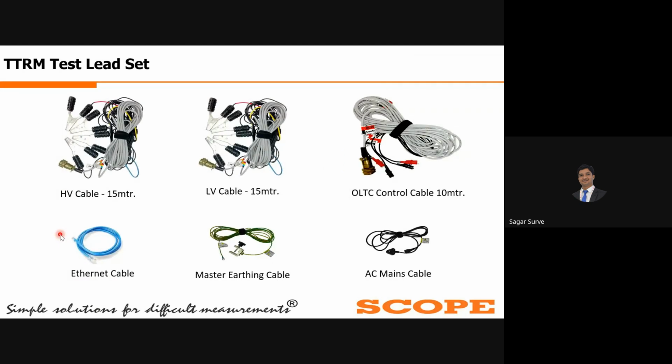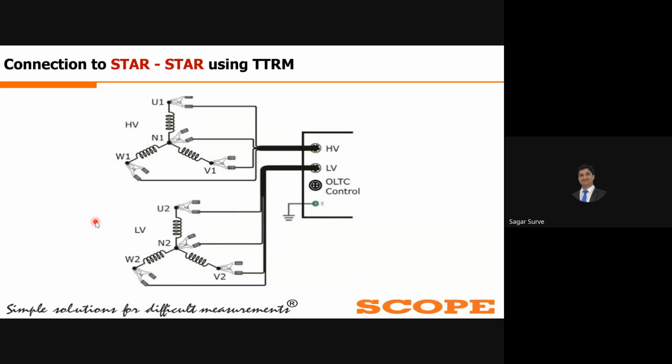So these are some test leads and other accessories which are supplied with the instruments: HV cable, LV cable, OLTC cable, Ethernet port and cable for Ethernet connections, master and things, and mains cable. So these are some connections we have shown for the conduction of the magnetic balance test on various types of transformer.